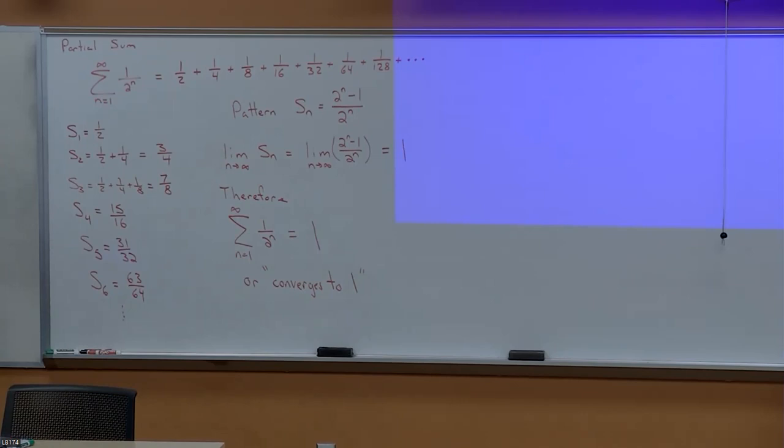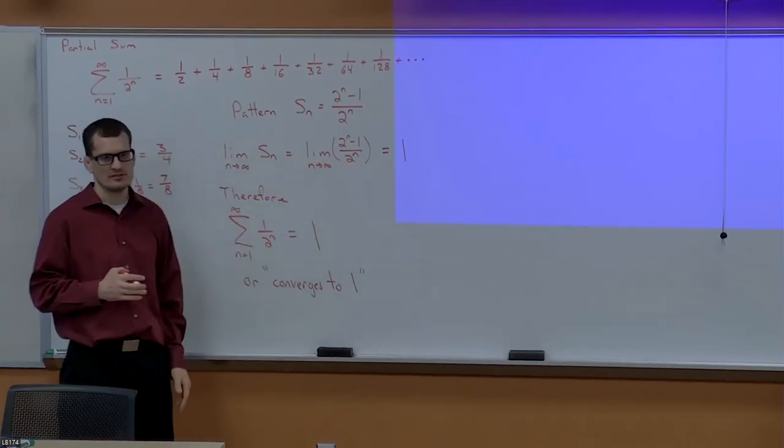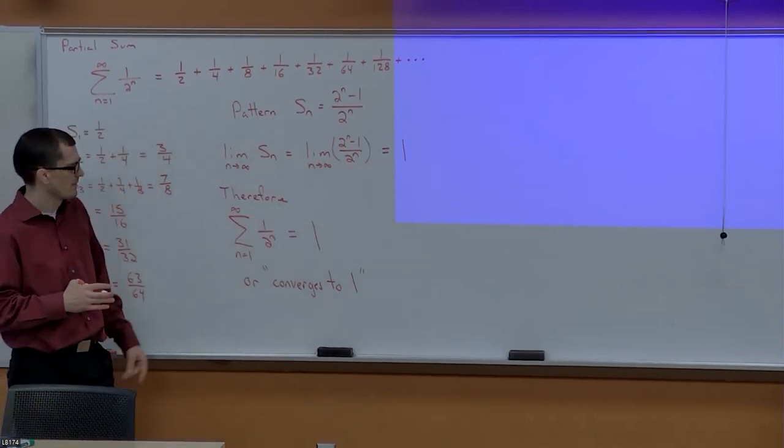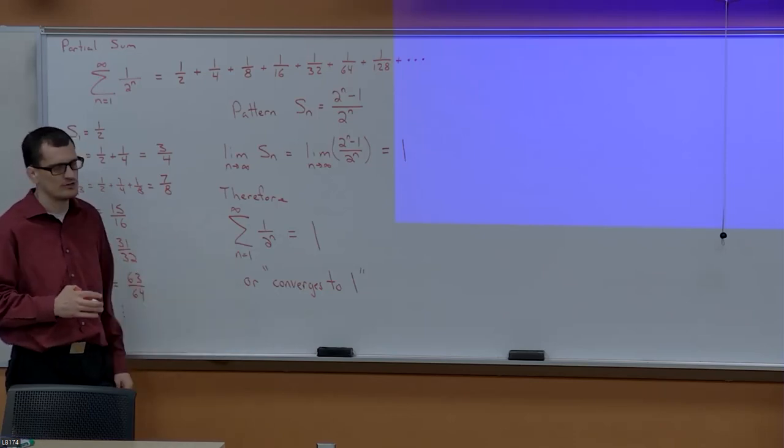So this infinite series converges to one. Does that make sense? So we create a pattern with our partial sums. Our partial sums have a limit of a certain number. And so the infinite sum is equal to that number, or converges to that number.